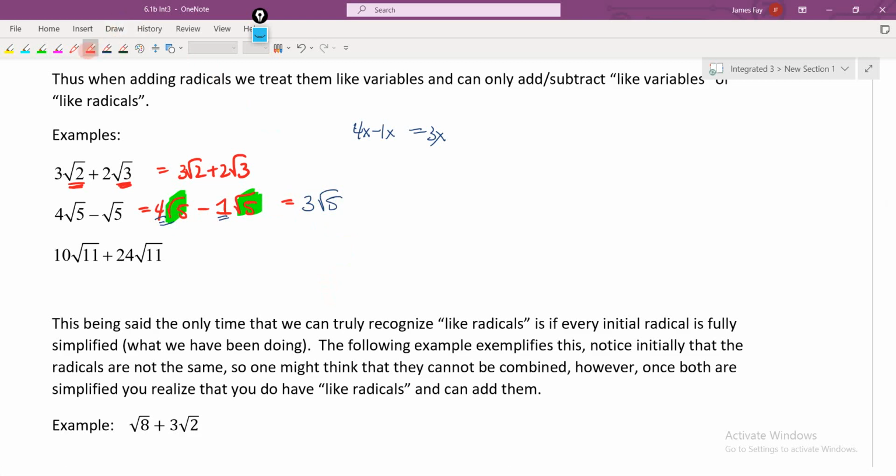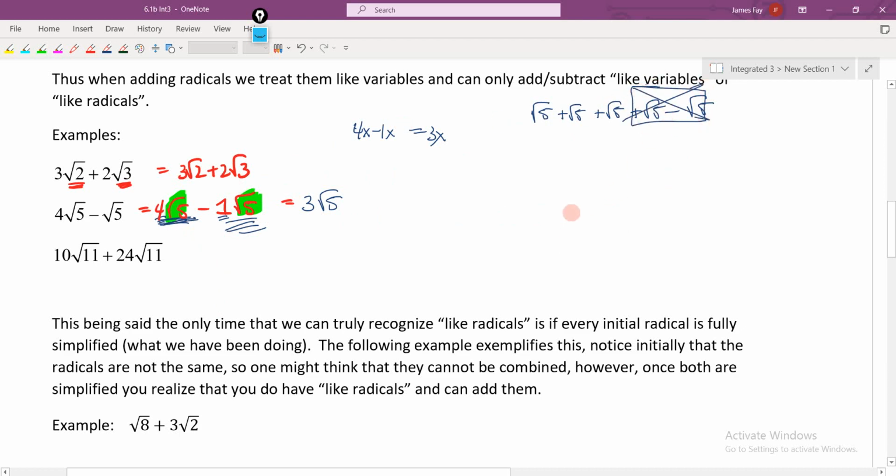Think about it this way. 4 radical 5 means 4 times radical 5. So you have radical 5 plus radical 5 plus radical 5 plus radical 5. That's what 4 radical 5 means. And then minus radical 5. Those are opposites, so they cancel each other out. How many radical 5s do you have left over? You have 3 radical 5s left over. So we're going to rewrite that as 3 times radical 5. Repetitive addition can be rewritten as multiplication.